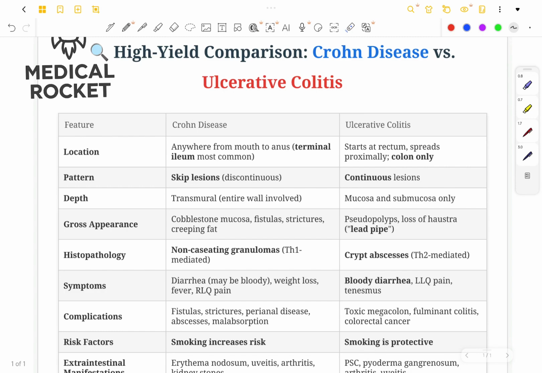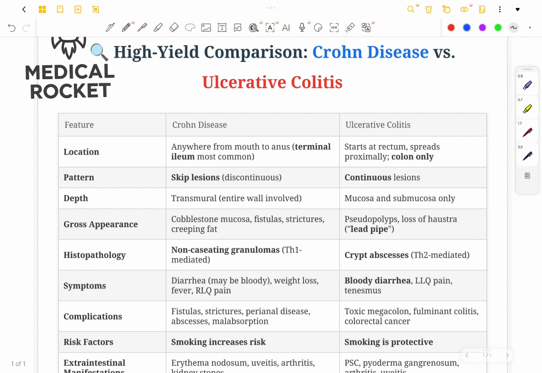4. Gross appearance. Crohn: cobblestone mucosa, creeping fat, strictures, fistulas. Ulcerative colitis: pseudopolyps, loss of haustra, known as the lead pipe appearance on imaging. Lead pipe colon is a classic buzzword for UC on barium enema.